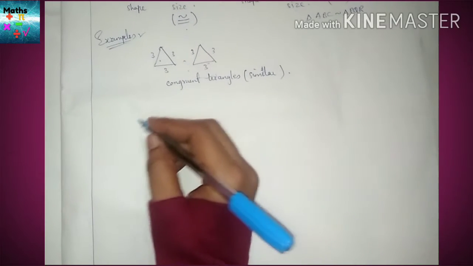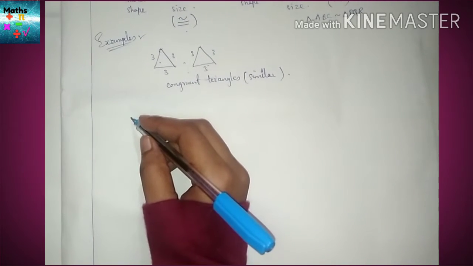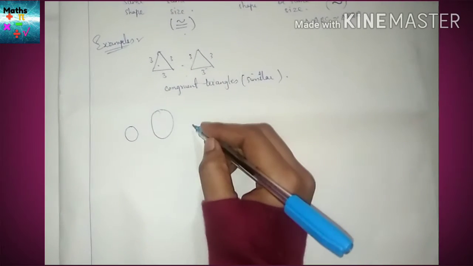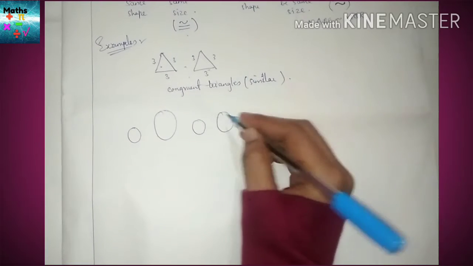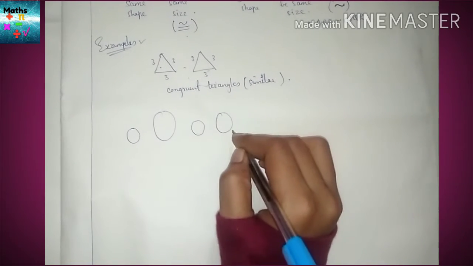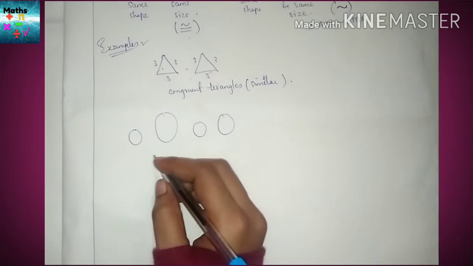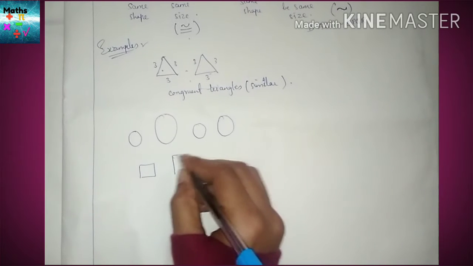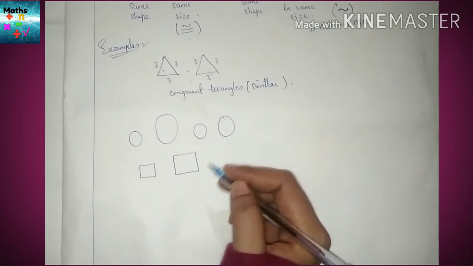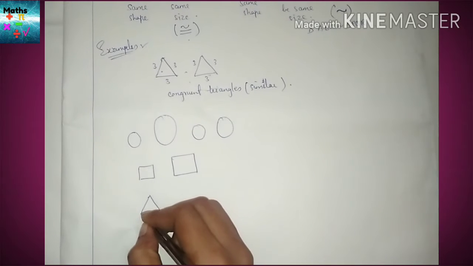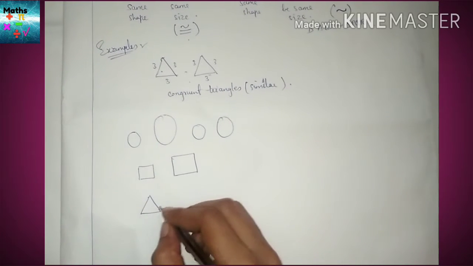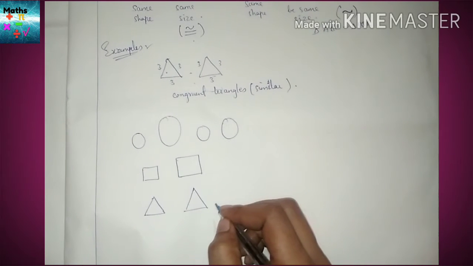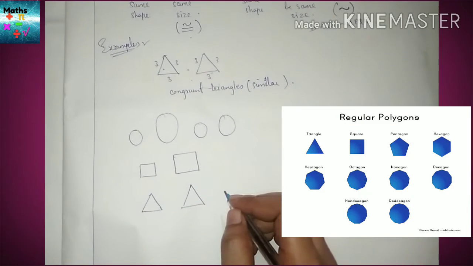Now, all circles are congruent. Sorry, all circles are similar. Circles I am drawing: same shape, but sizes are different. So all circles are similar. All squares are similar, and all equilateral triangles, because all sides will be equal, the shape will not change. So all equilateral triangles will be similar, and all regular polygons are similar.